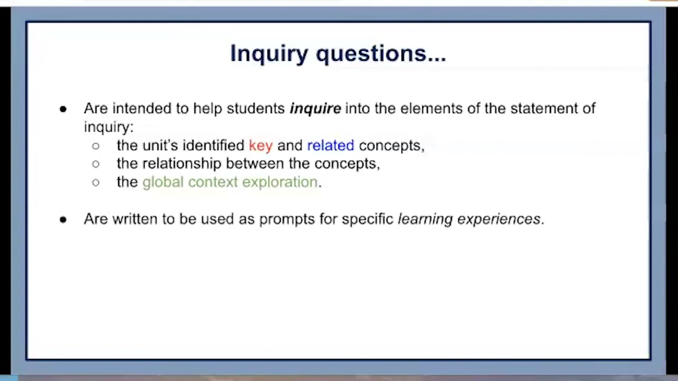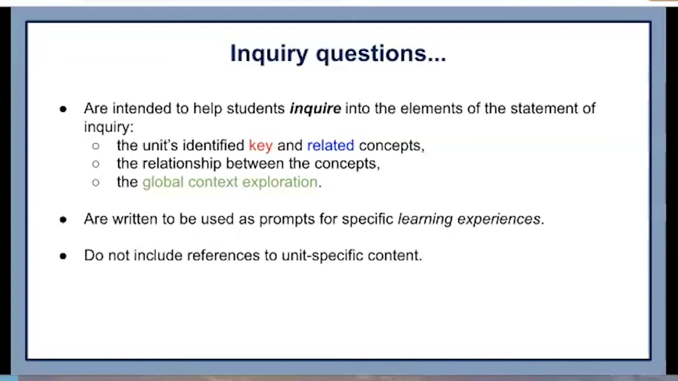So they are written to be used as prompts for specific learning experiences. You're going to see those questions turn up again in the description of the learning process. How are those questions that you developed up in the inquiry section of the unit plan actually used to explore content and those conceptual ideas during the learning process?